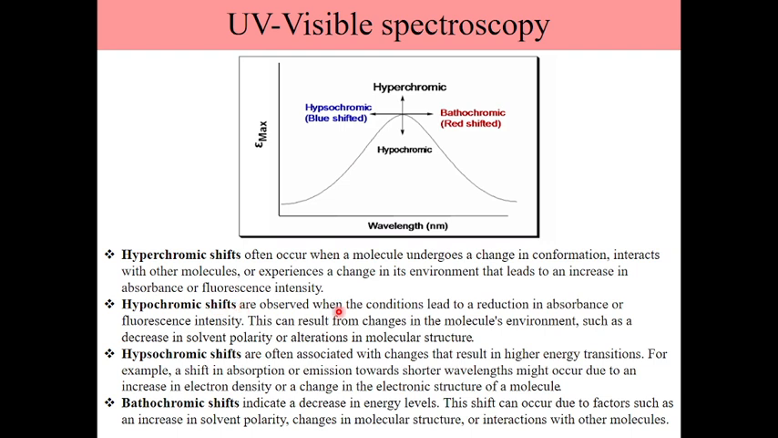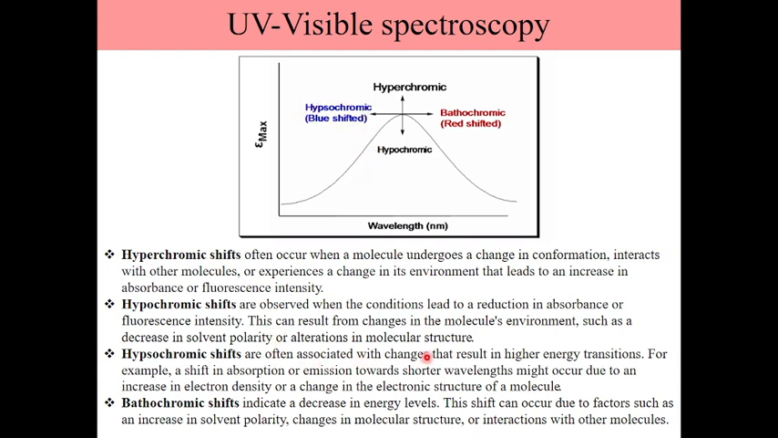What happens in case of a hypochromic shift? It is observed when the conditions lead to a reduction in the absorbance or fluorescence intensity. This can result from changes in the molecule's environment, such as a decrease in the solvent polarity or alterations in the molecular structure. Then there can be this blue shift or the hypsochromic shift.